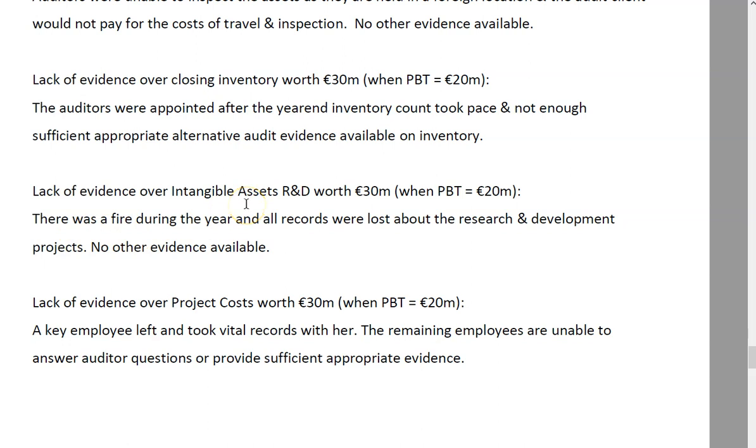Okay, lack of evidence over intangible assets. A fire during the year, all records were lost, and no other evidence. So once again here, there's lack of evidence. We're not saying that the amount of 30 million is incorrect. It's just that the auditor doesn't know if it's incorrect, because they haven't the backup to prove the figure. Same with project costs here. A key employee left and took vital records with her, and that means the auditor cannot tell if that's the correct figure or not. So you've got a limitation of scope.